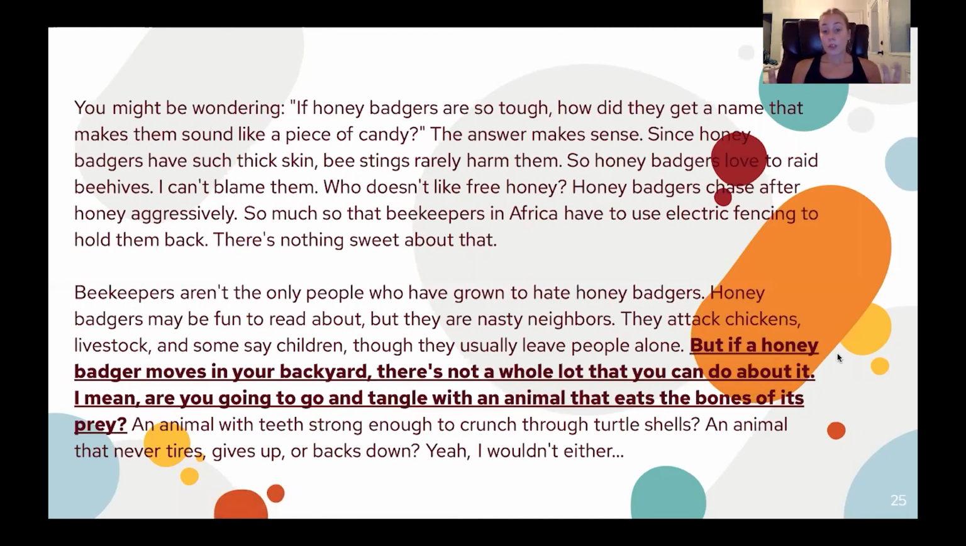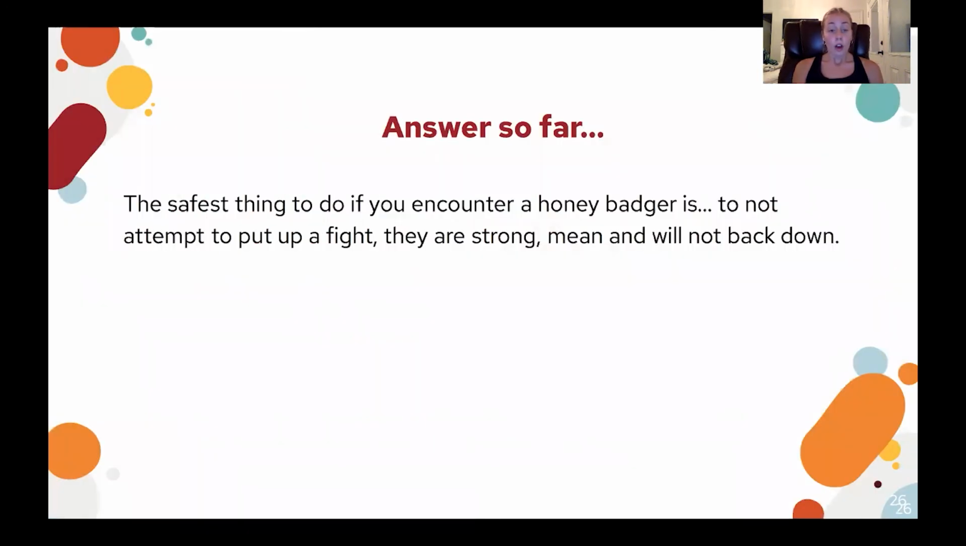And I would put quotes around this. "But if a honey badger moves in your backyard, there's not a whole lot that you can do about it. I mean, are you going to go and tangle with an animal that eats the bones of its prey?" So our answer thus far would be the answer that we first came up with. The safest thing to do if you encounter a honey badger, where we restated our prompt, is to not attempt to put up a fight. They are strong, mean, and will not back down. So that's our first sentence.